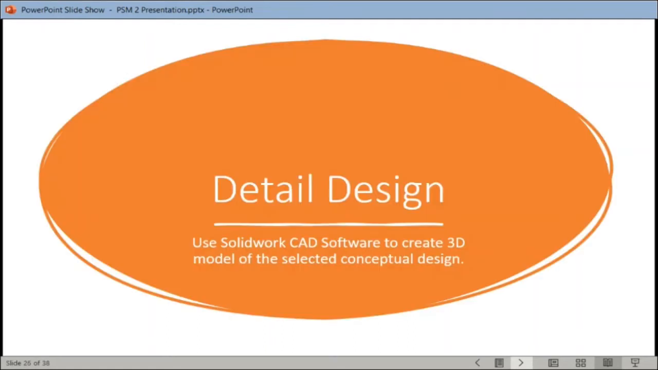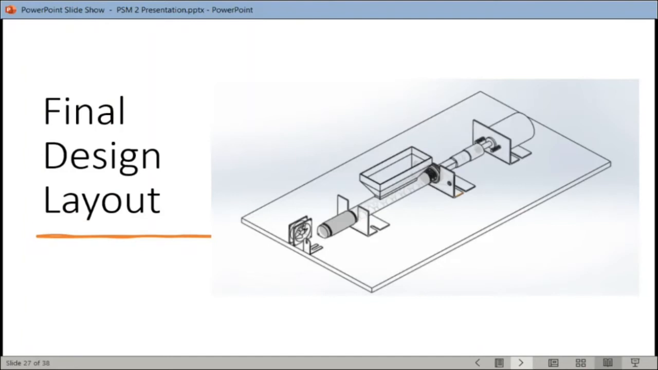The detailed design of this filament extruder is created using SolidWorks software. This is the final design layout, where the filament extruder is held by a steel plate stand.